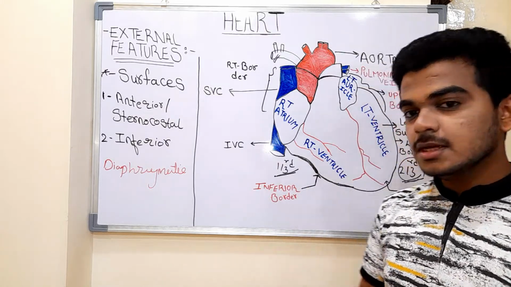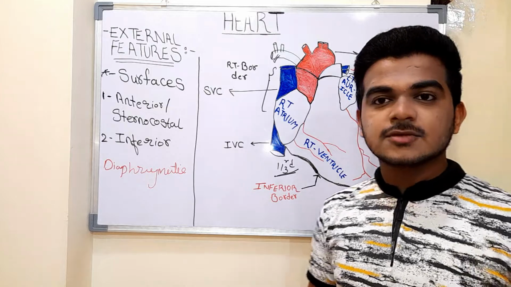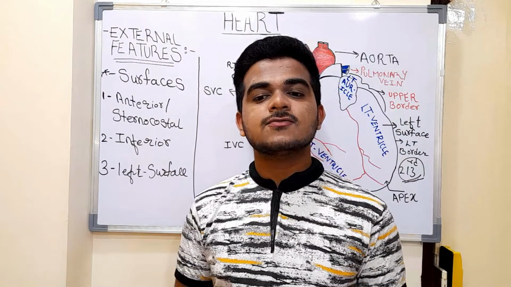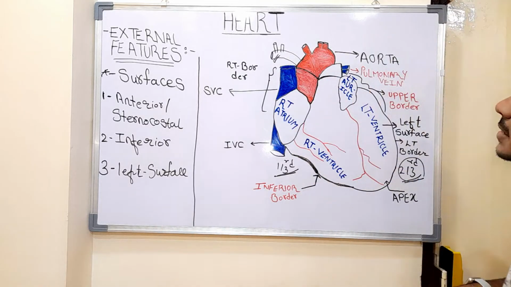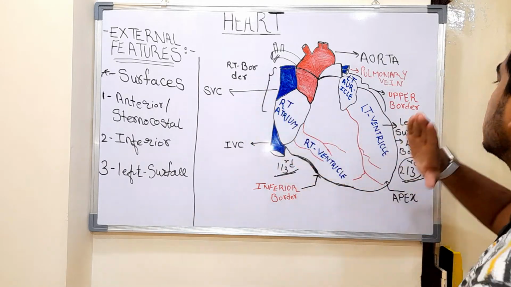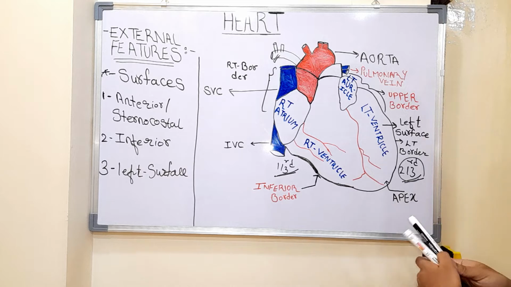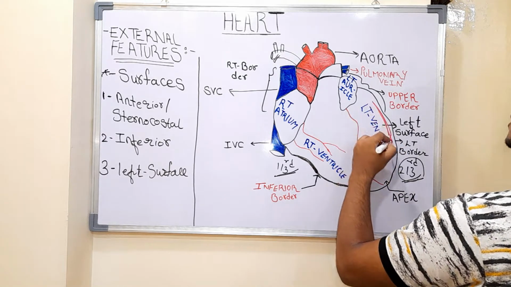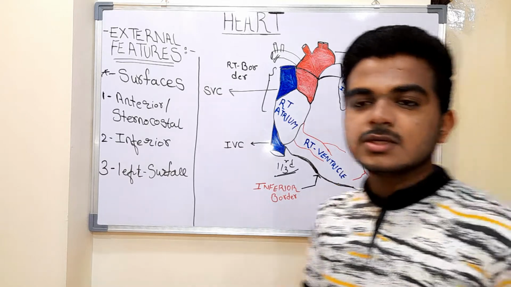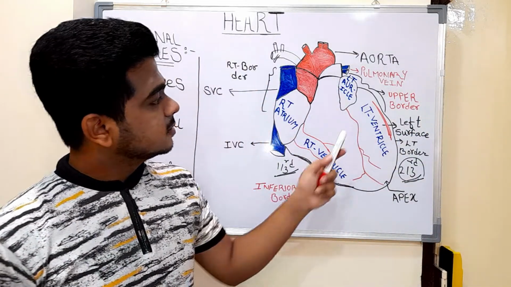Okay, then the third and last surface of the heart, that is the left surface. Just pay attention here. That is the right border, left border. From that side, it is the left surface of the heart. You can easily say left surface.